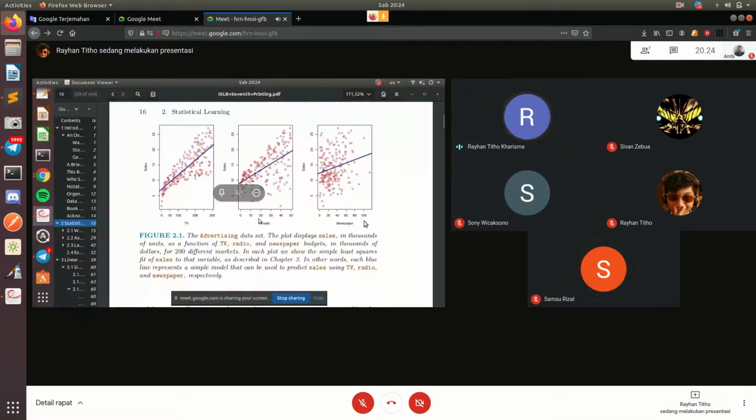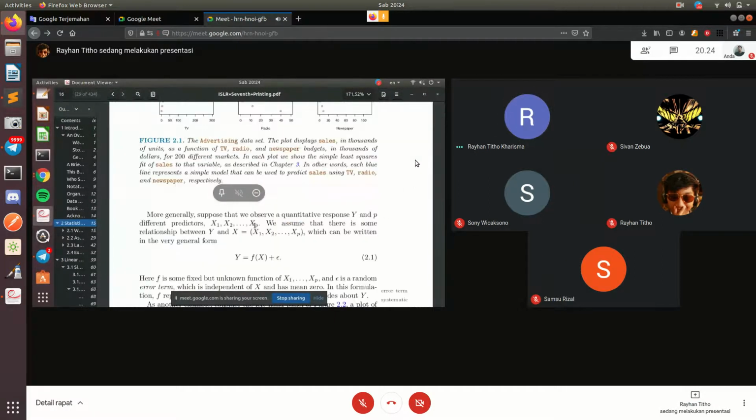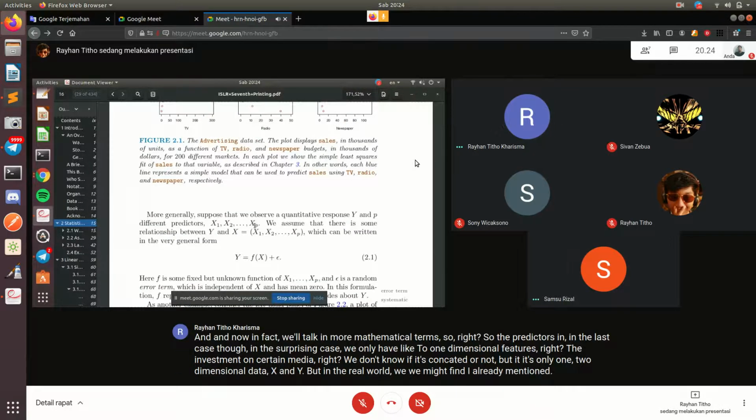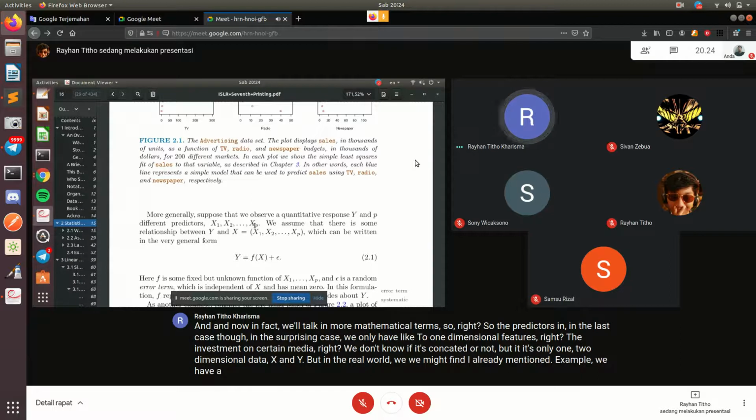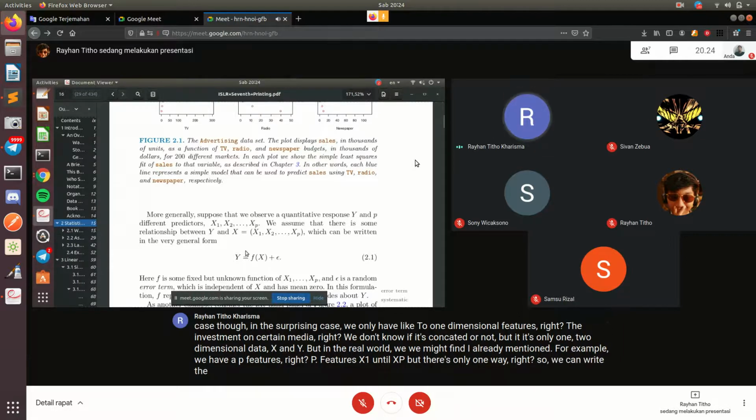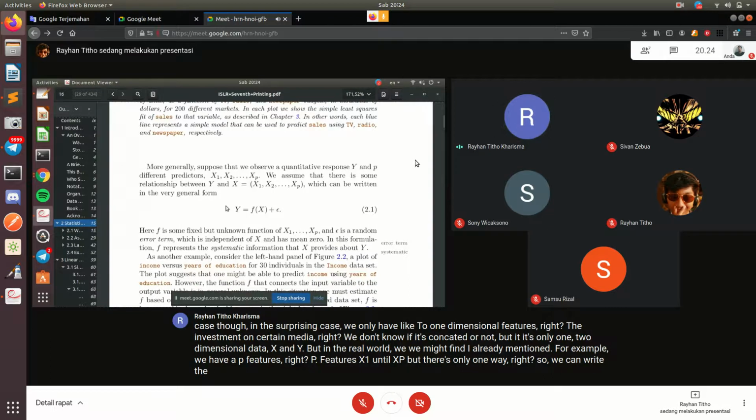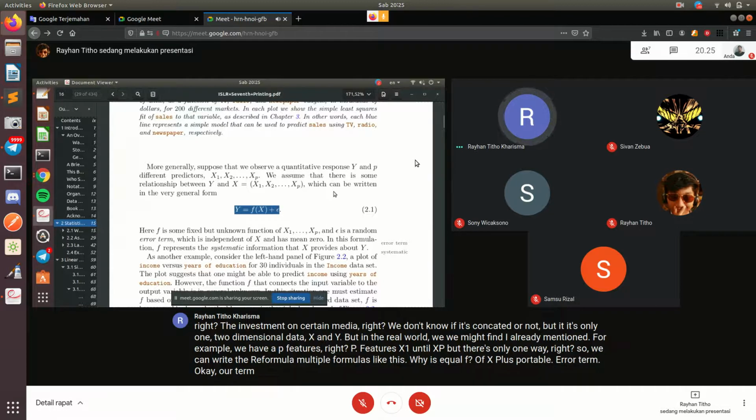Not only one, but two-dimensional data X. But in the real world, we might find higher dimensions. For example, we have p features, x1 until xp, but there's only one Y. So we can write the mathematical formula like this: Y is equal to f(X) plus an error term, a random error term.